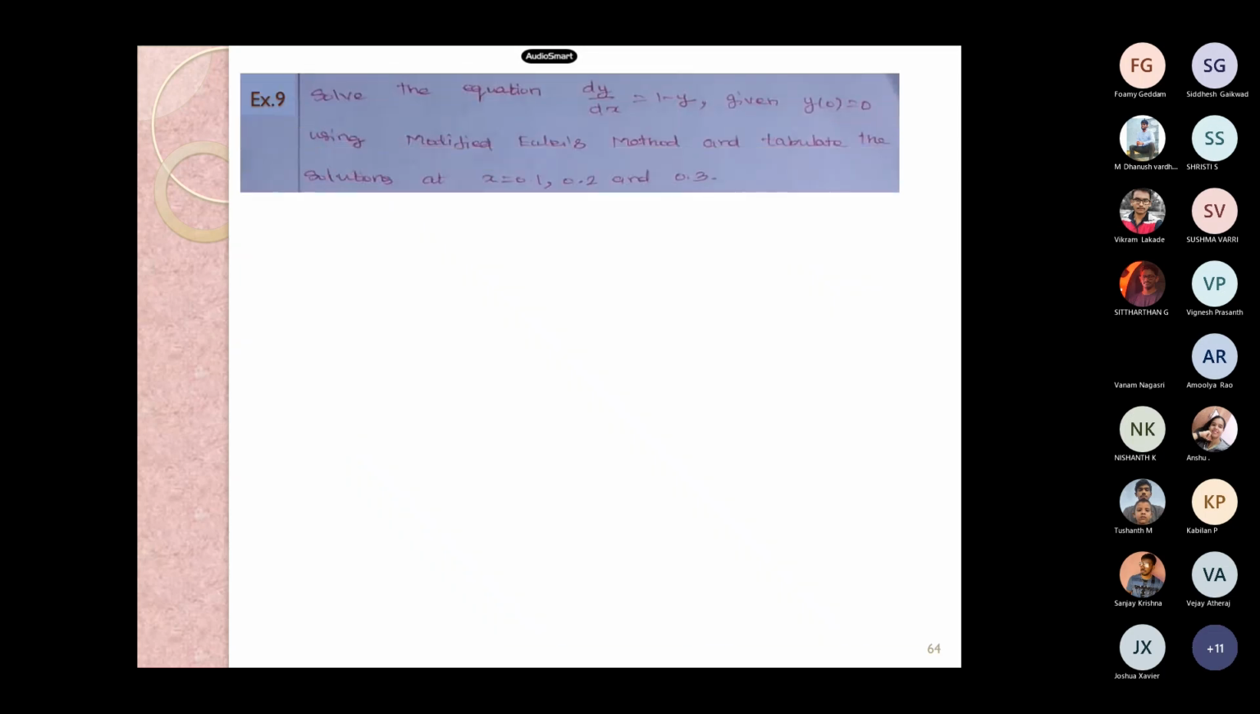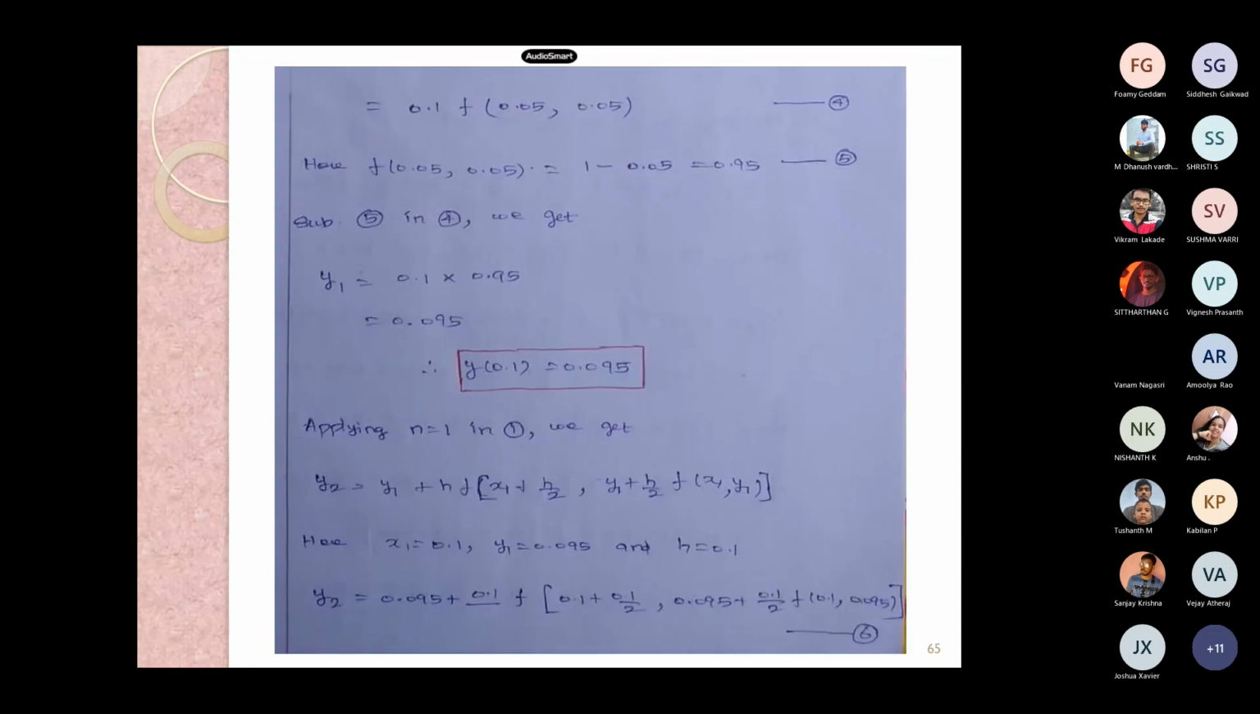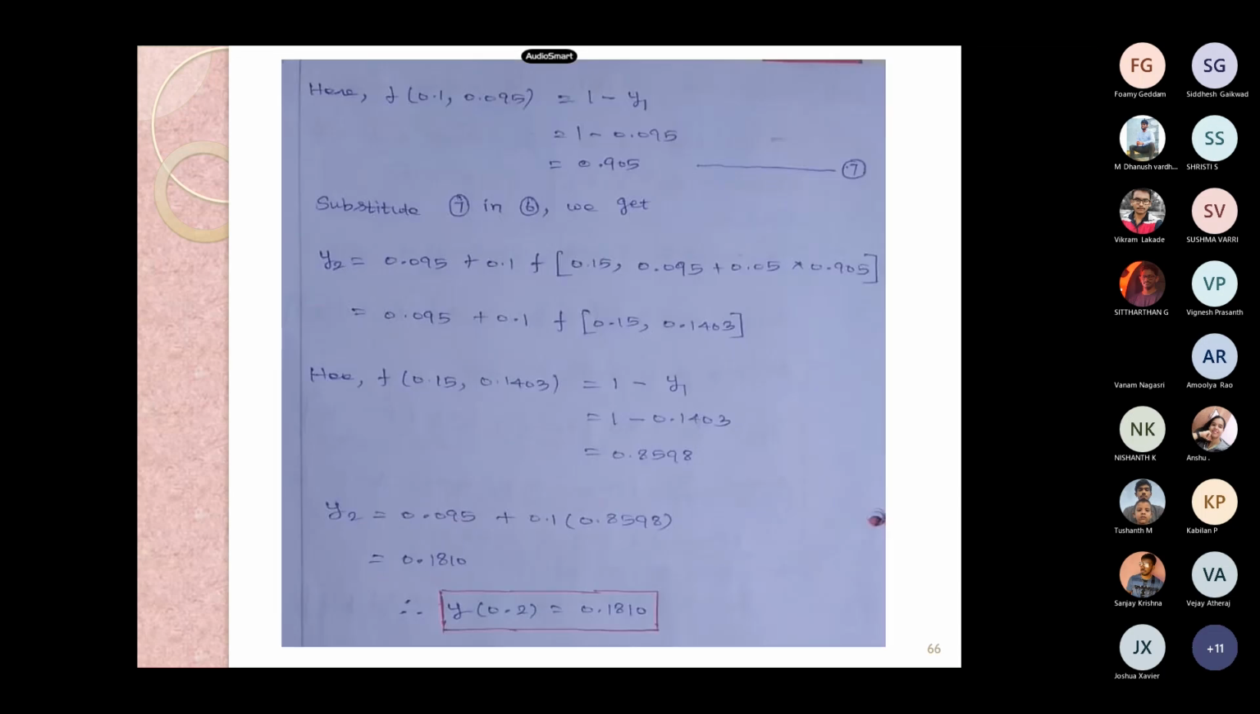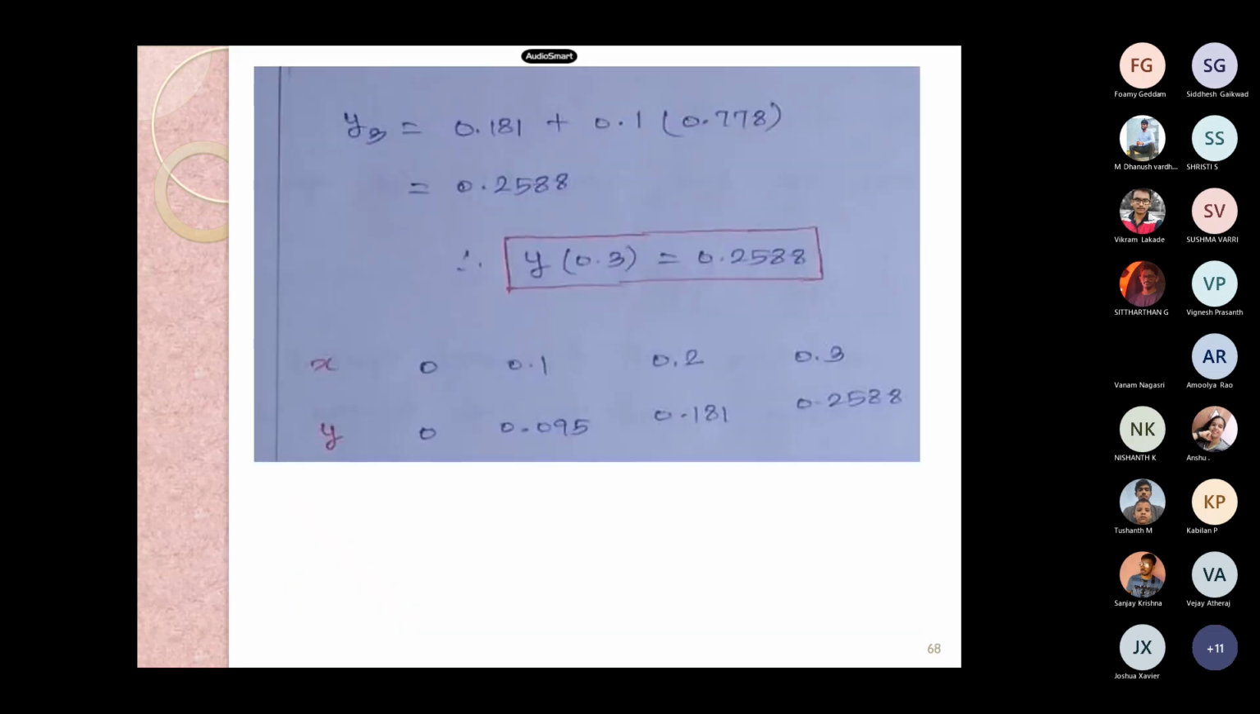And another problem with the modified Euler method, dy by dx is equal to 1 minus y. And this is the modified Euler algorithm. Apply the basic information, you'll get f of x naught y naught. Apply in the formula, you'll get the results. Y of 0.1 is equal to 0.095 and y of 0.2 is equal to 0.1810.